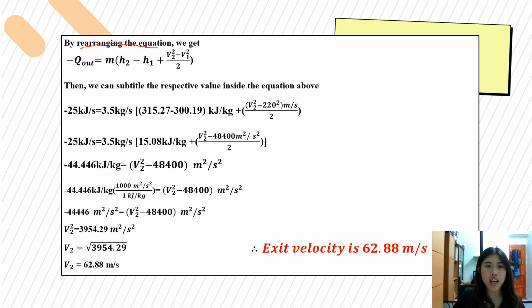Now I will check the items to see whether I have enough information. For the Q, I already obtained. For the mass flow rate, I already obtained. For the enthalpy, h2 and h1, I also already obtained. For the V1, I also already obtained. However, I don't have the V2, which is the item that I need to find. After substituting all the respective values, we get the velocity as 62.8 m per s. This is the final answer.